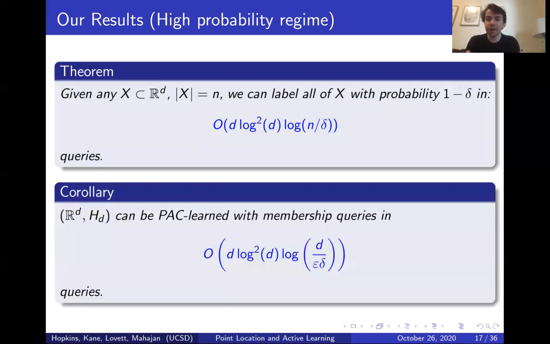And as a corollary, you can just plug this into whatever your favorite PAC learner is. It says that half spaces in d dimensions can be actively PAC learned with membership query synthesis in d log squared d log d over epsilon delta queries, which is about a d factor better than anything known previously.